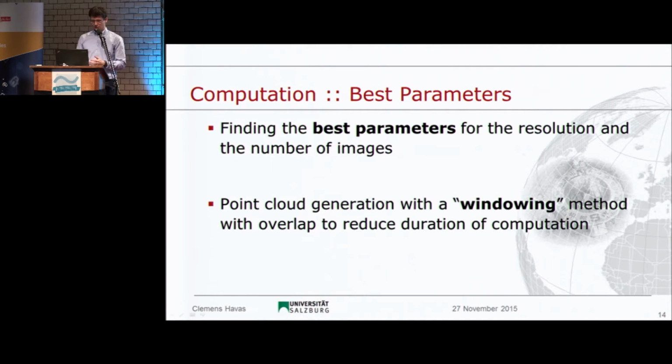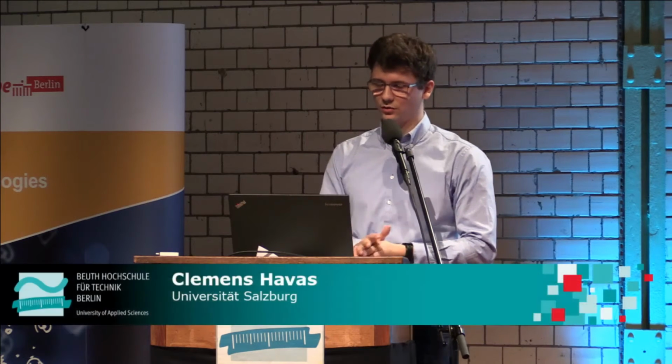This is illustrated in the next graphs I will show you. To find this, we have to find the best parameters for the resolution and the number of images to keep the computation time as low as possible. Therefore, we use the windowing method, as we take a picture of a room and then just move 30% up, and then we have an overlap of 60% to the next image.